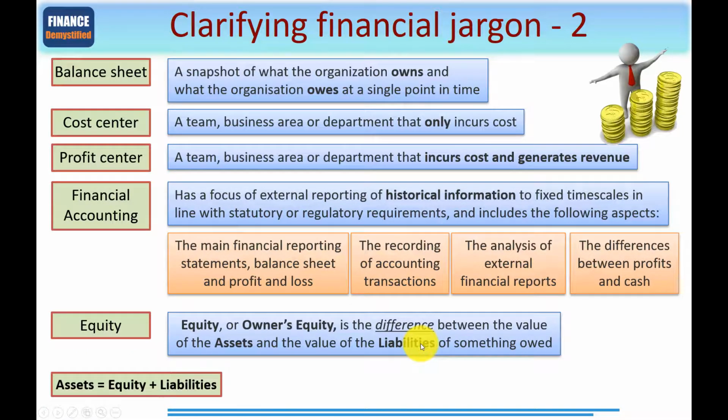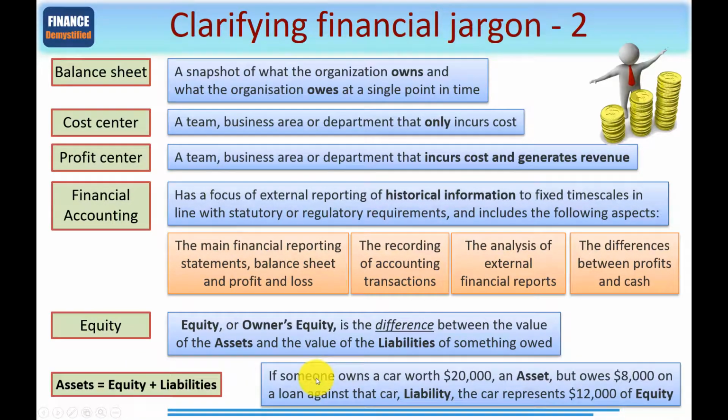Let's remind ourselves here that assets equals equity plus liabilities. In my simple example, owning a car worth $20,000 would be seen as an asset. But if you owe $8,000 on the loan against that car, that's your liability. Therefore, the car represents $12,000 worth of equity.